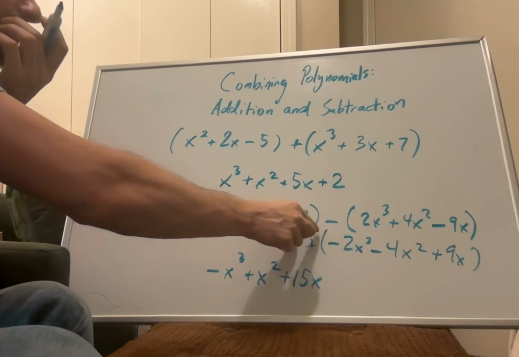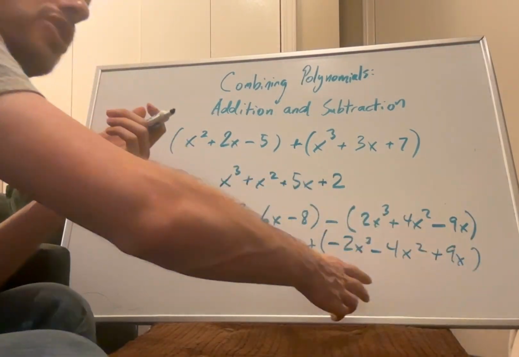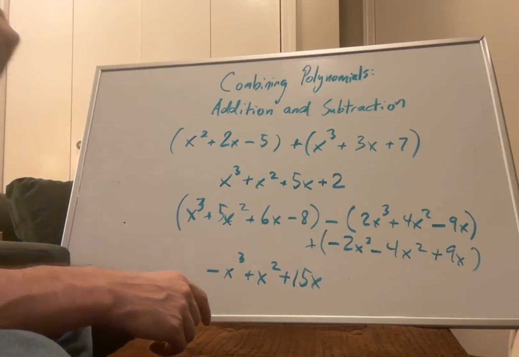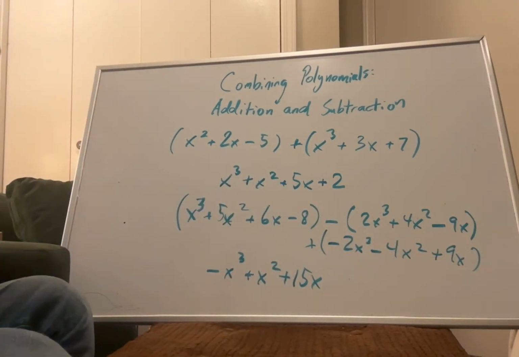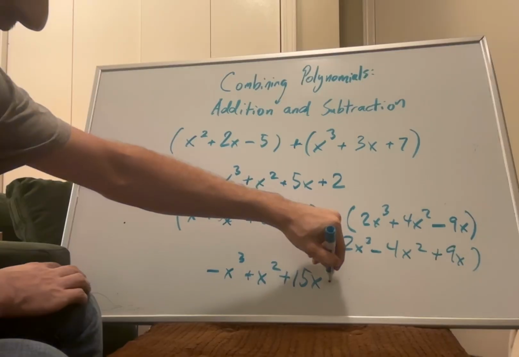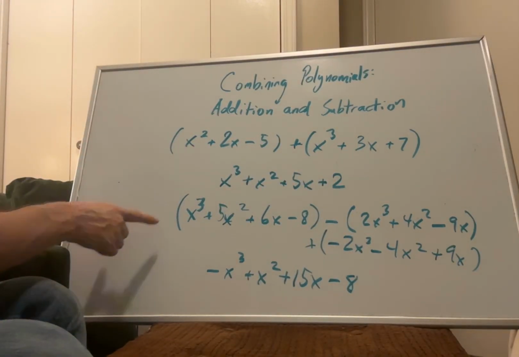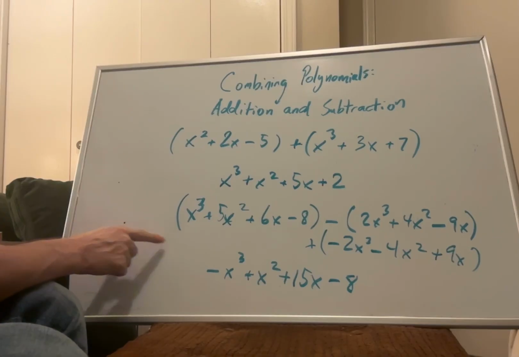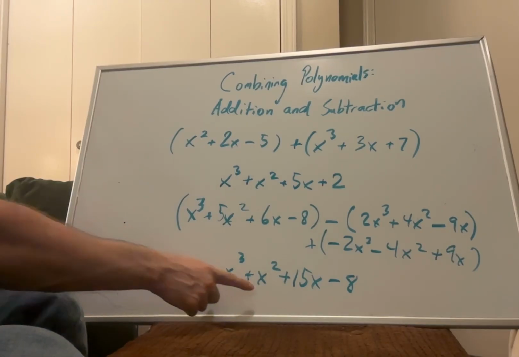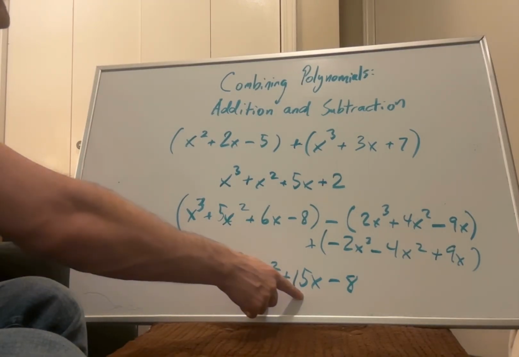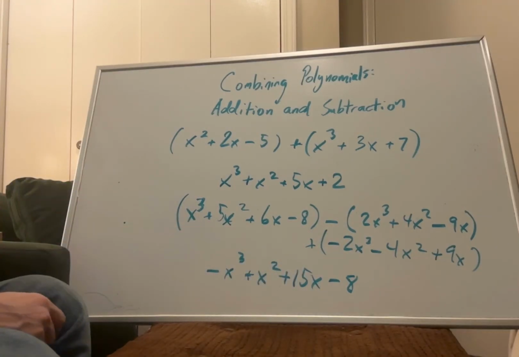And then lastly, we have a minus 8 here, but we have no constant term in this polynomial, right? So minus 8, if we subtract nothing from it, is still going to stay as minus 8. So our end result from performing this subtraction is negative x cubed plus x squared plus 15x minus 8.